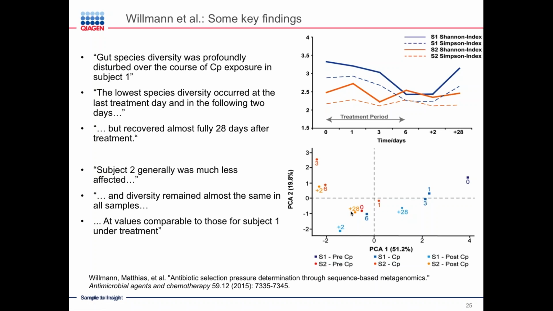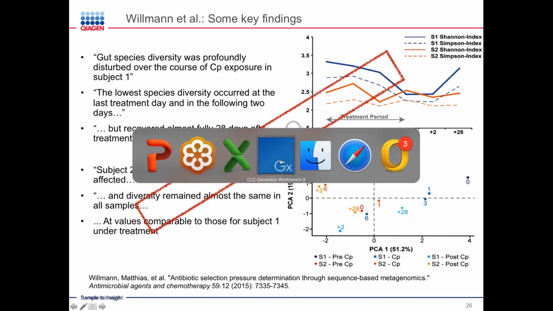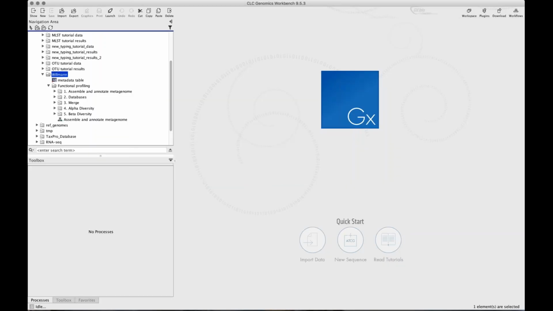Okay, so this was an interesting data set, and an interesting study based on the taxonomic content of the gut microbiome. So I thought it would be interesting to see if we could get some of the same conclusions from doing functional profiling of this data set. So that's what I set out to do, and I'll just shift to my genomics workbench and do a live demo of that.